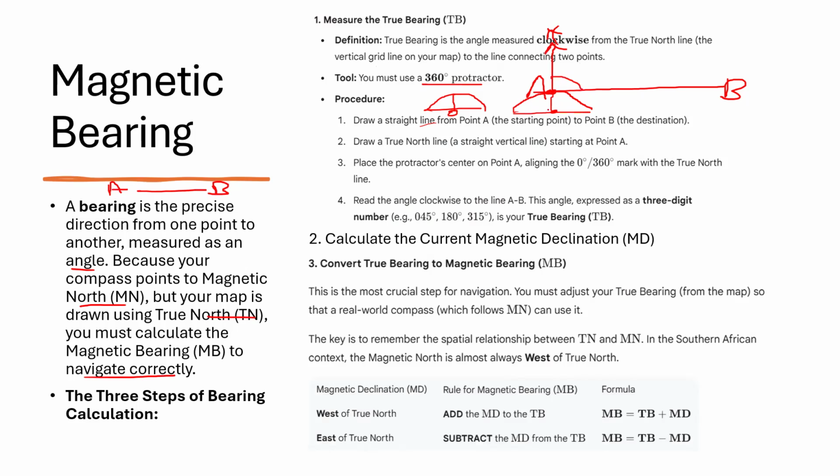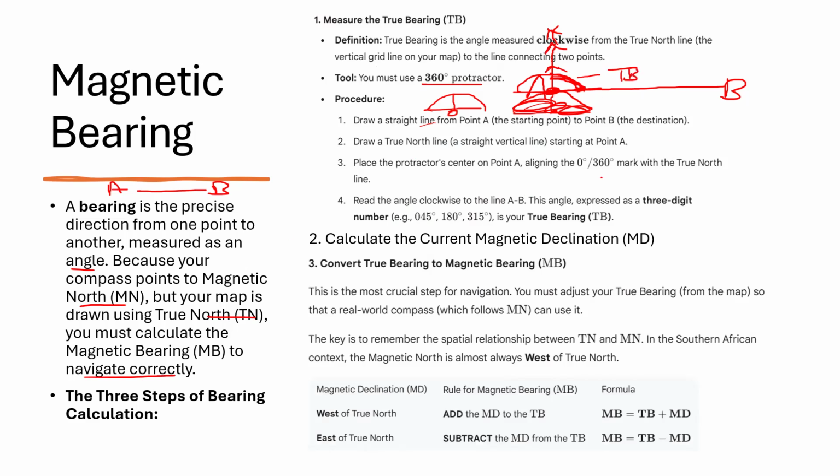I didn't place it, but it must be placed here. For example, sorry, let me place it nicely here, like that. And then you read the angle from the true north all the way to line AB. So this will be your true bearing.